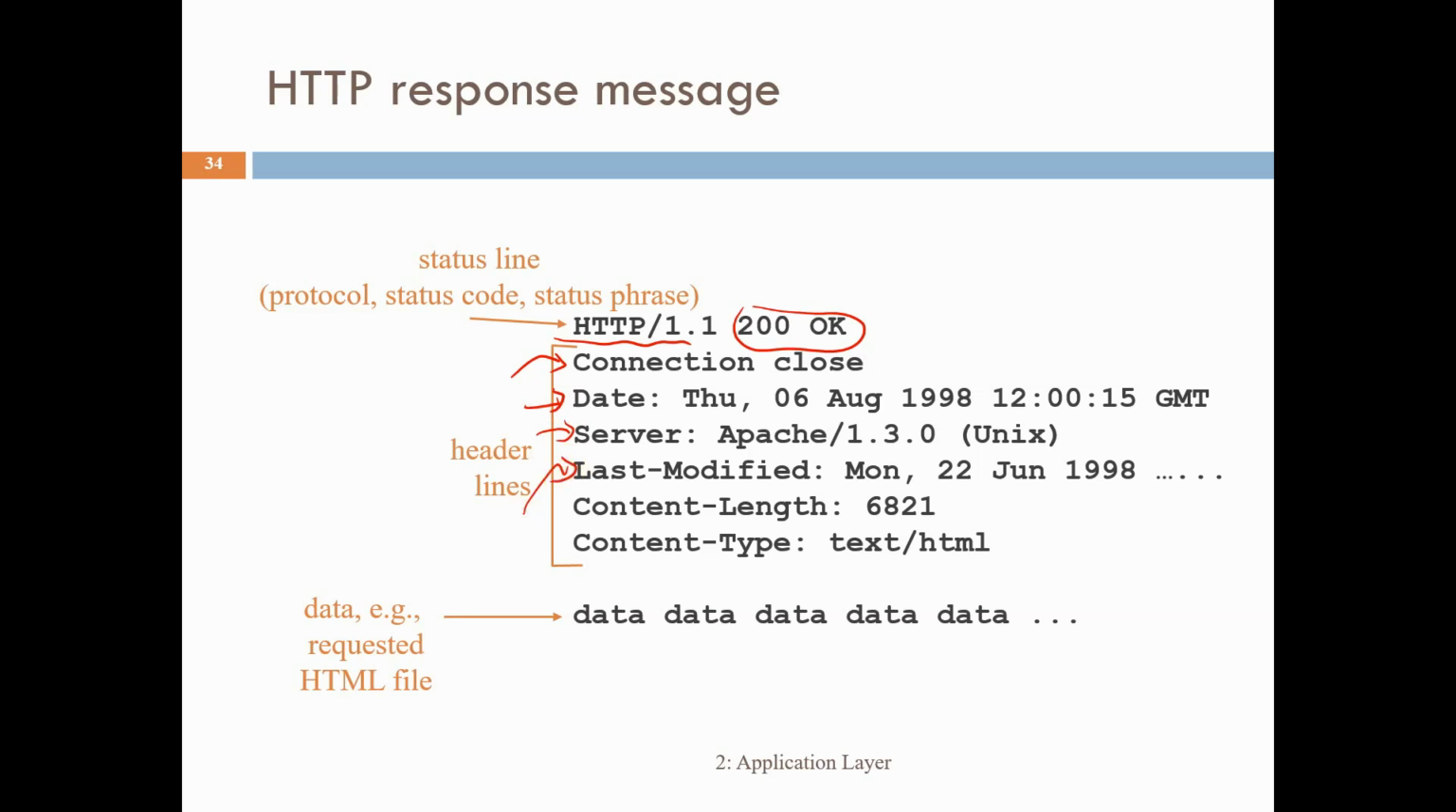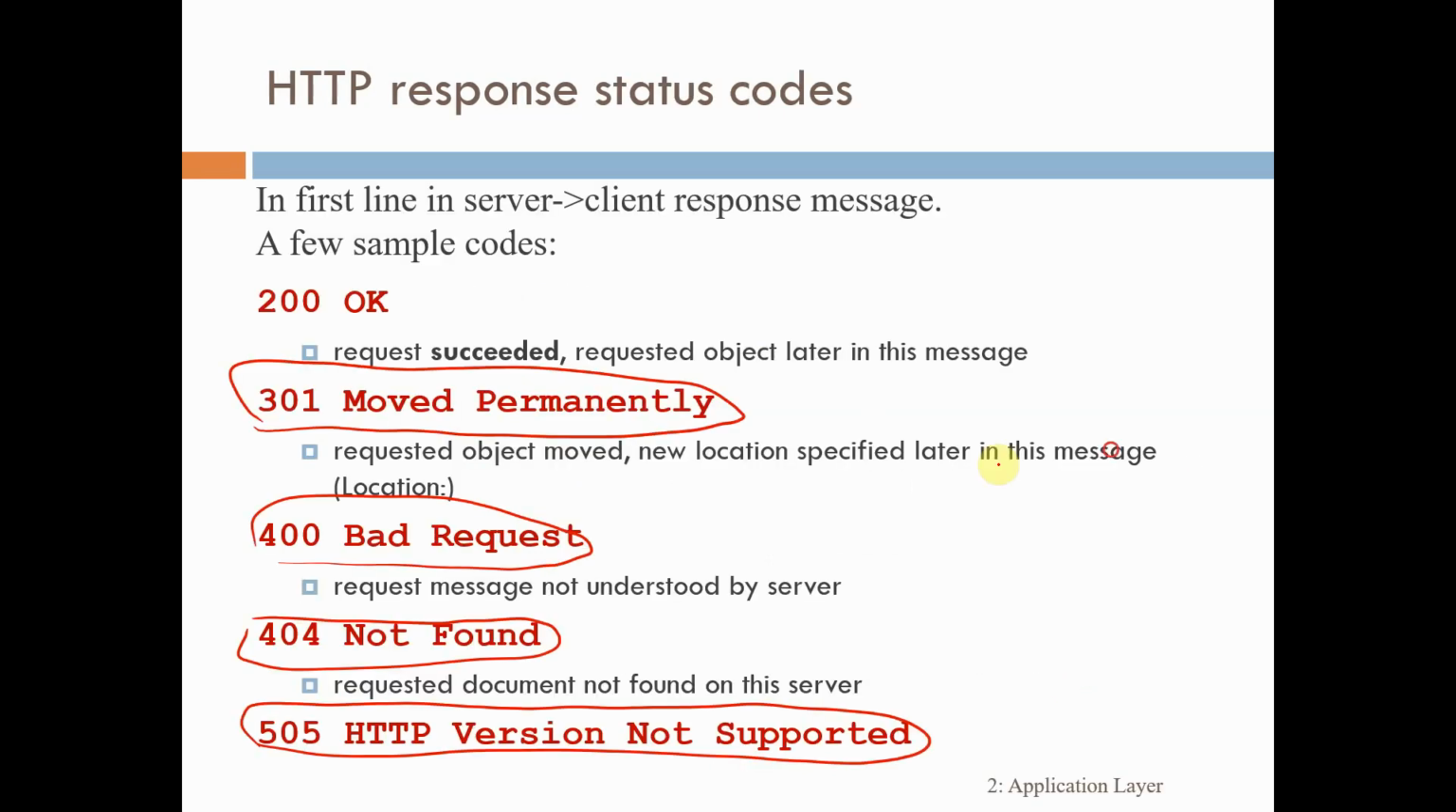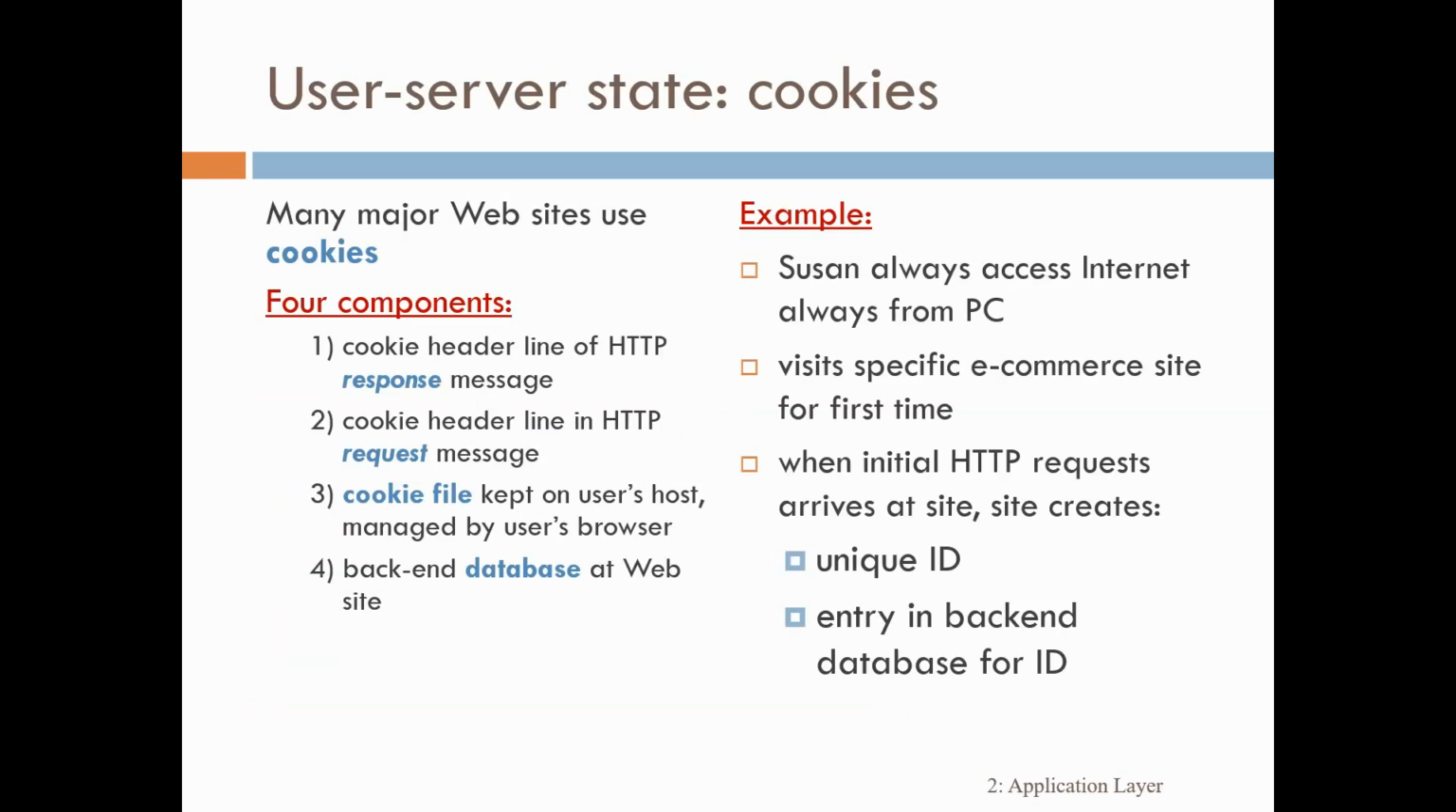Last modified is the date when the object was last modified on the server. And then you have the length in bytes and the type of content, whether it's text or an image or whatever. And then you have the object itself. Okay. So these two things show you actually the structure of the request and the response messages.